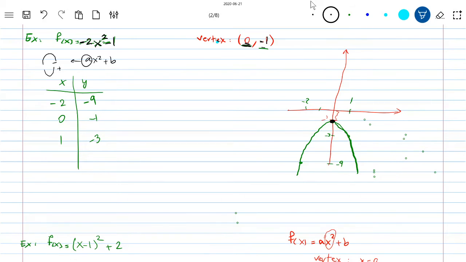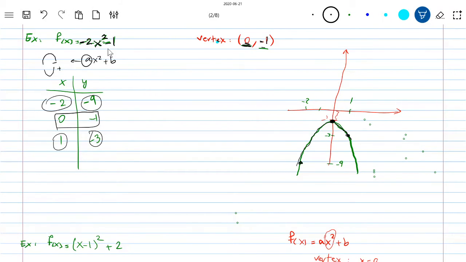You do not need to memorize. You can always draw this table and pick a couple of points. I picked 2 points beside the vertex. This is the vertex point. I picked 2 more points, -2 and 1, and found their y values, got -9 and -3. So here is (-2, -9) and (1, -3). And I drew a curve through those, but I made sure that the point (0, -1) is the vertex. That means that point in this case turns out to be the highest y value possible. That's called the maximum point.